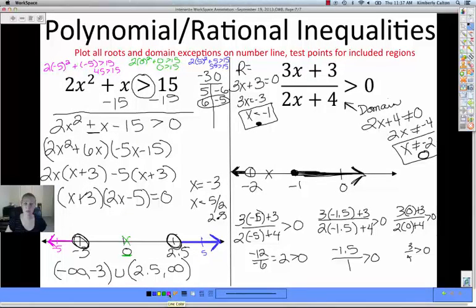So when I write my final answer, I'm going to start at the left and read. So I have parenthesis, negative infinity to negative 2. Notice it's an open circle, so it gets a parenthesis. Union, now this one's a dot, so it gets a bracket, negative 1 to infinity. And now you've seen how to find the answers for both a rational inequality and a polynomial inequality.